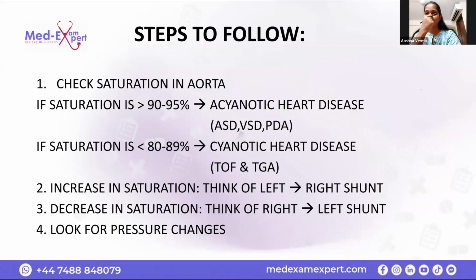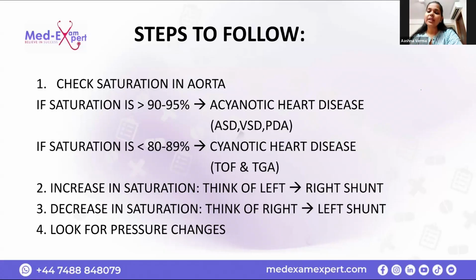Okay, so look at the saturation in aorta, because that is going to tell you if the condition is a cyanotic heart disease or it is acyanotic heart disease. So if the saturation is more than 90 to 95%, then you are dealing with acyanotic heart disease. And understand that they are not going to do cardiac catheterization for a normal person, right? So only if they're suspecting a congenital heart disease, they are going to go for cardiac catheterization.